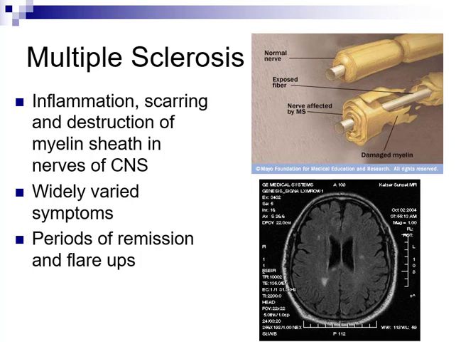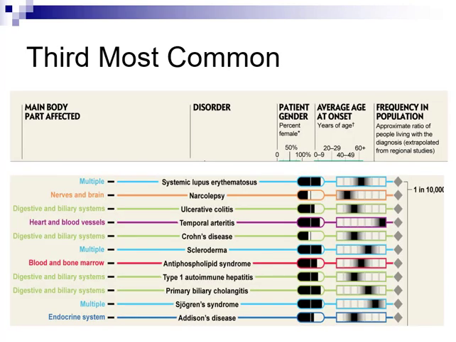When the myelin is destroyed or scarred, the message has to travel the entire length of the nerve. And this means that nerve messages are not transmitted as quickly to the brain. So the symptoms associated with multiple sclerosis vary widely, and they tend to have periods of remission and flare-ups.